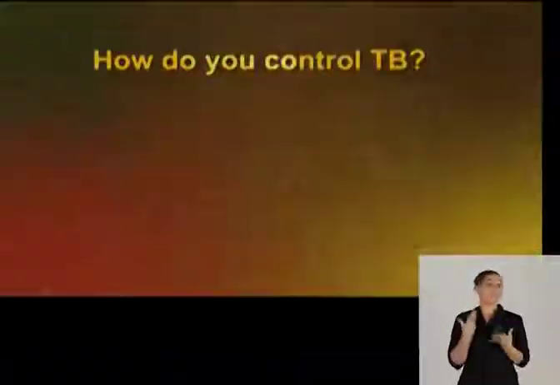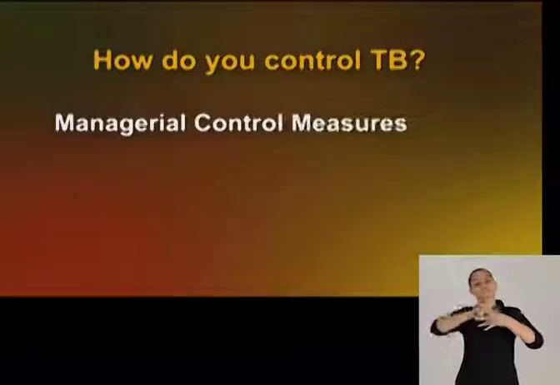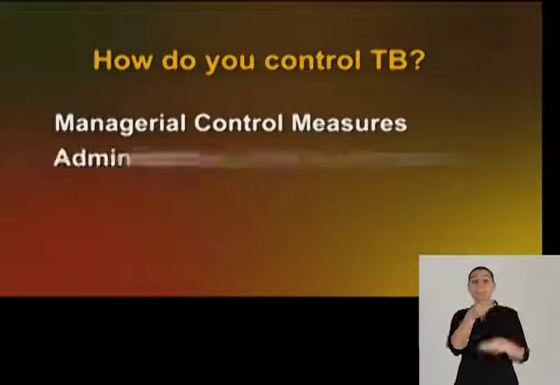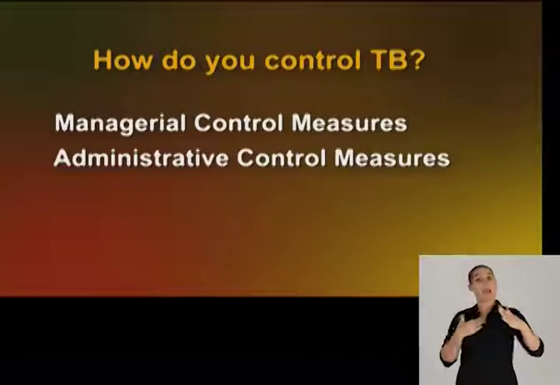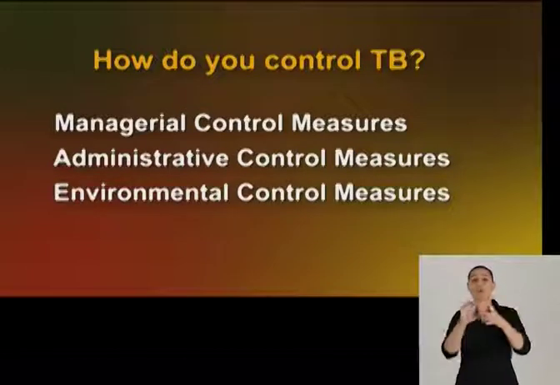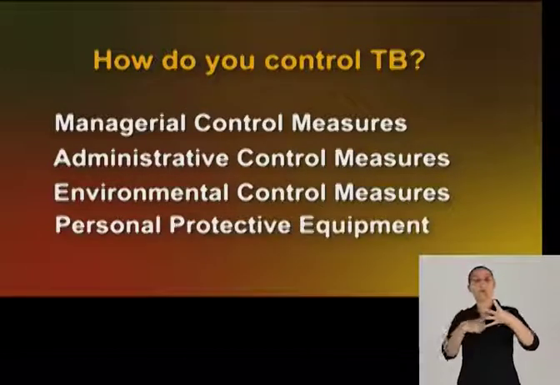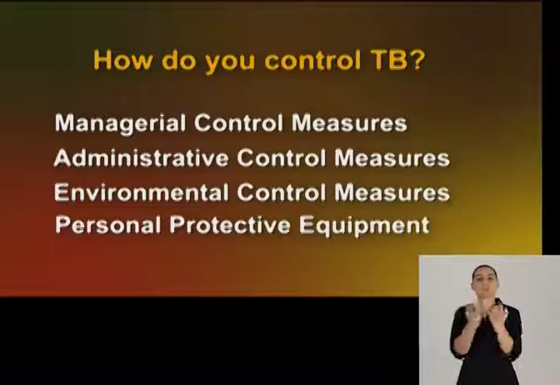To control TB, there are 4 types of infection control measures: managerial control measures, administrative control measures, environmental control measures, and personal protective equipment, or PPE. Remember, whatever your role in the clinic, you're critical in carrying out these TB infection control measures. Let's take a closer look at how.